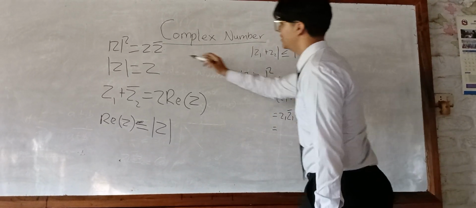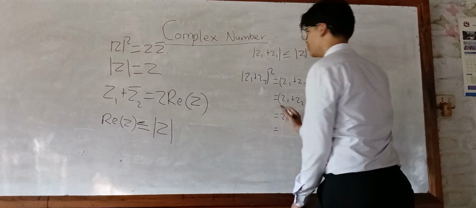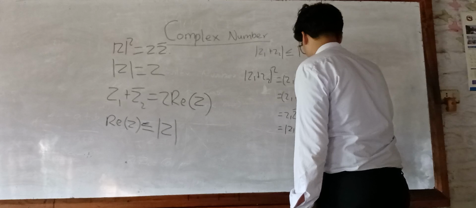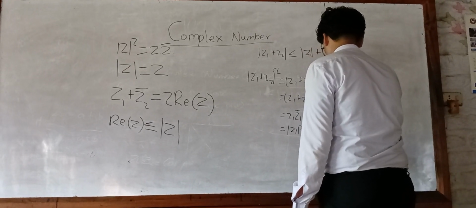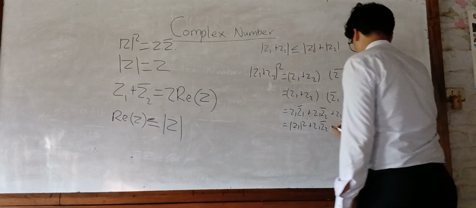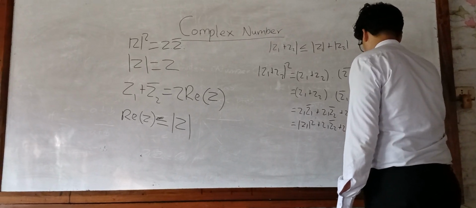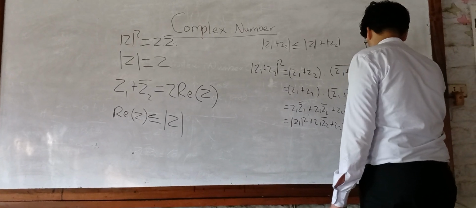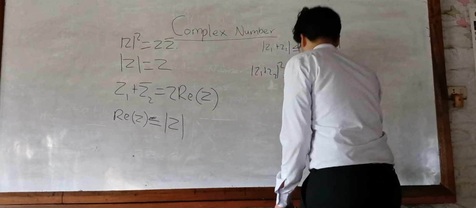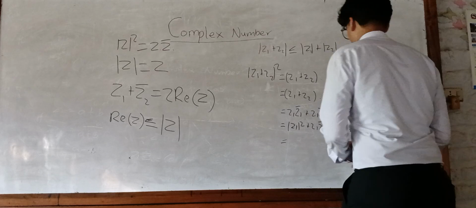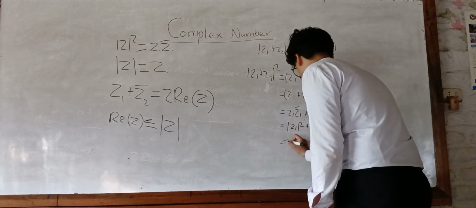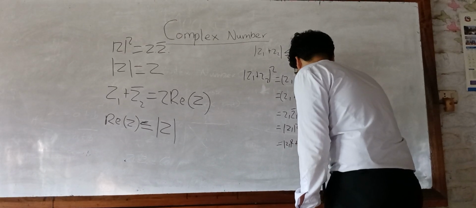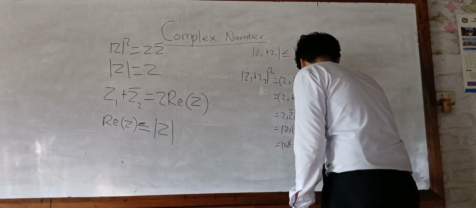Now again we can use this property to make it modulus square. So it will be modulus z1 square plus z1 into z2 bar plus z2 into z1 bar plus modulus z2 square. Then we're going to put this over the respective place.